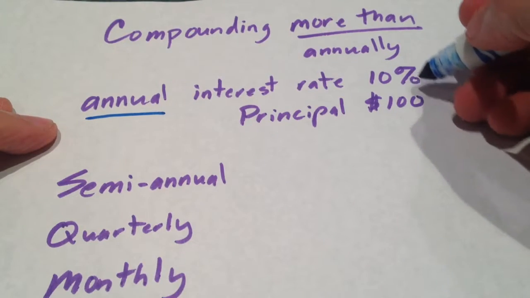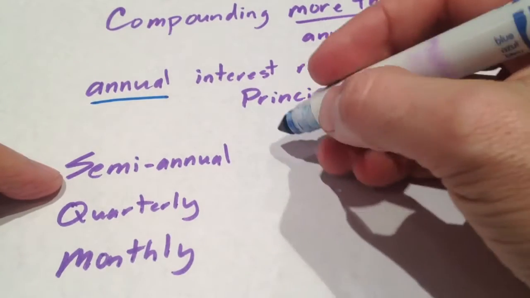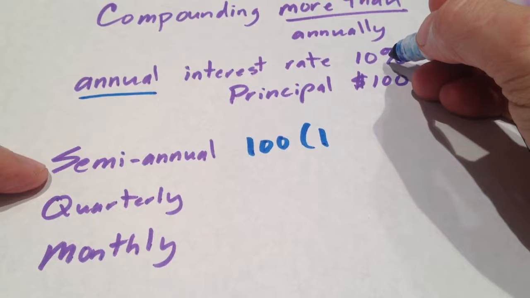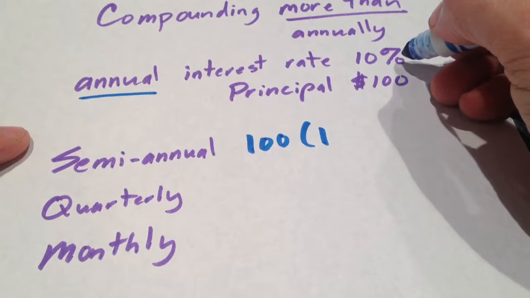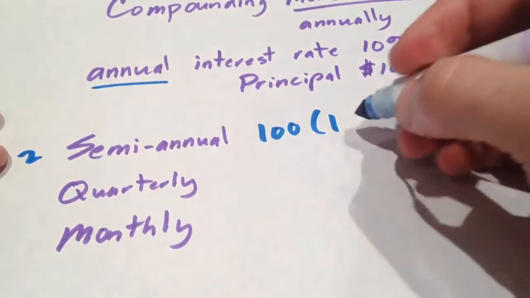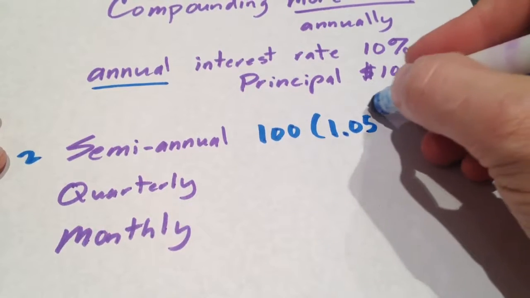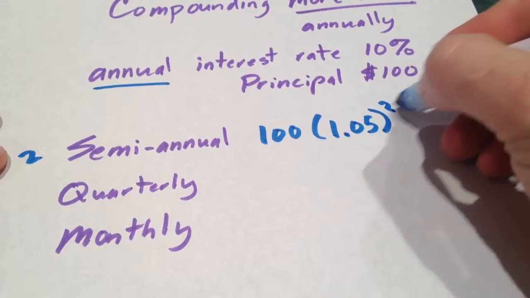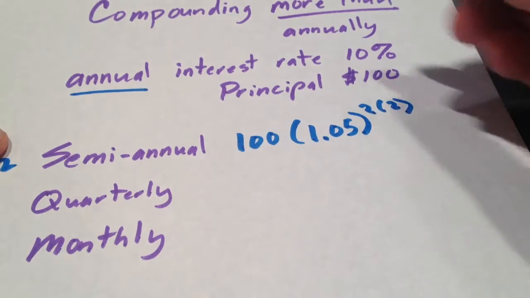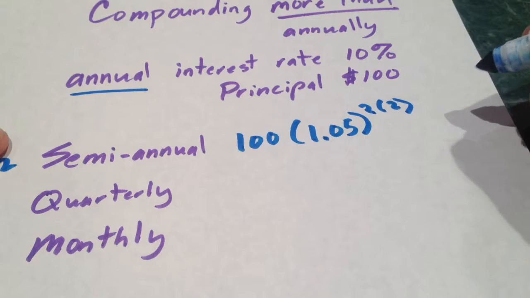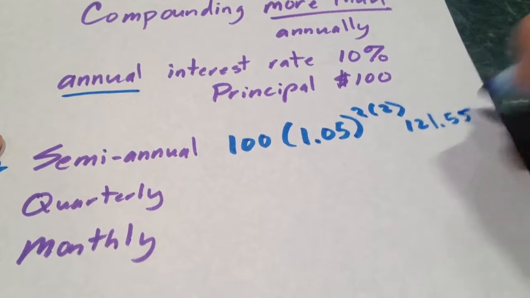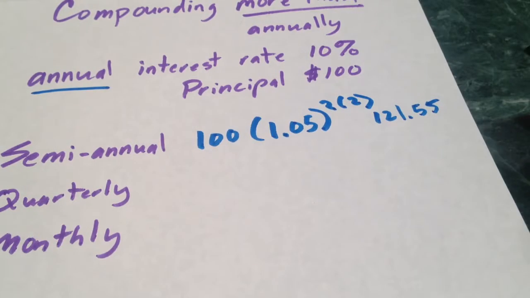If I'm doing it annually, it's still going to be my 1.1. But if I do it semi-annually, I'm going to take my $100 and get 5% each 6 months. That's what semi-annual is, so twice a year. So I'm going to get 5% twice a year, and I'm going to do it twice for each year. In this case, I'm still going to do it for 2 years. I want to show what it compares to. Before we had 121; if I do this, it actually comes out to 121.55. Just a little bit more than the 121, still for the same amount of time.